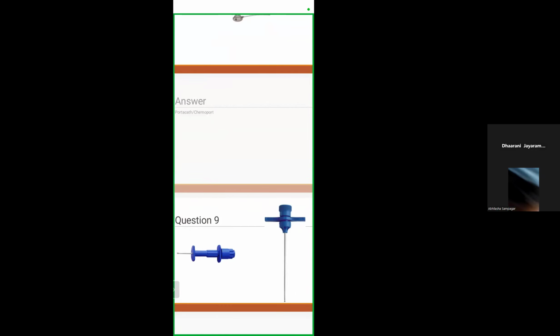So these two are bone marrow needles. That is very clear. So what is the difference between the first needle and the second needle? One on the left, one on the right. So what is the difference?